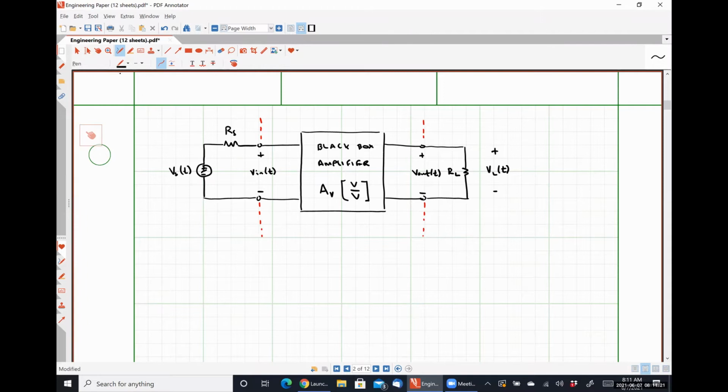We have over here our source stage, which is generating our input signal for our amplifier. Here in the middle, we have our amplifier stage. And on the left, we have our load stage where the output of the amplifier is sensed.